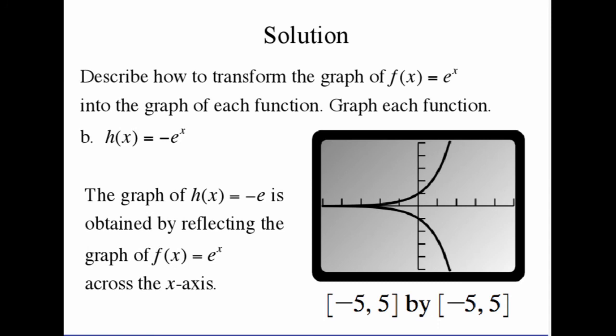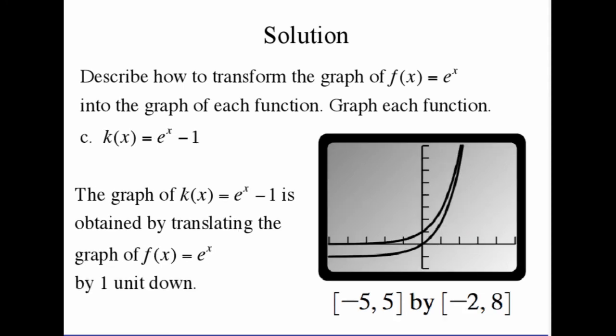So here we have the transformation of e to the x into negative e to the x. Here is e to the x, and here is negative e to the x. This time we are taking the function values and changing the sign of the function values, so this gives us a reflection across the x-axis. The previous example that we looked at, we were changing the sign of the input values, and that gave us a reflection across the y-axis. So we have to know what gives us a reflection across the x-axis, and what gives us a reflection across the y-axis.